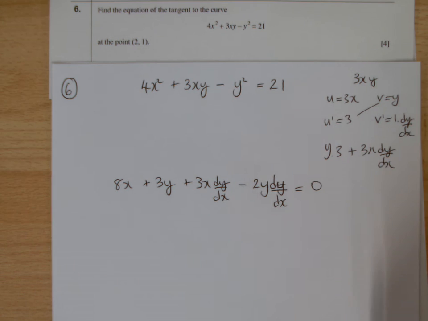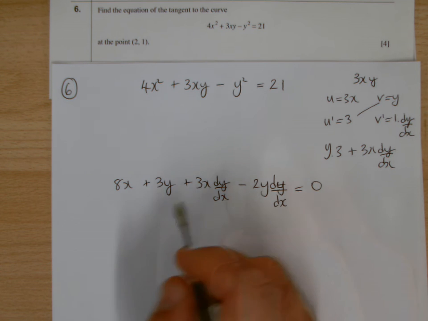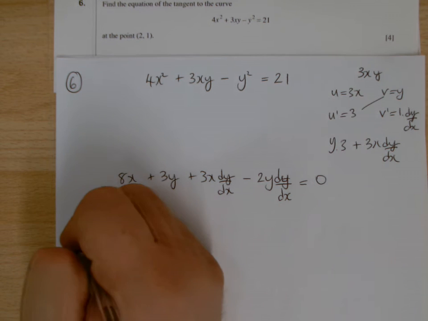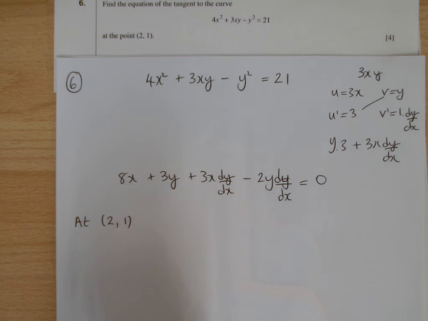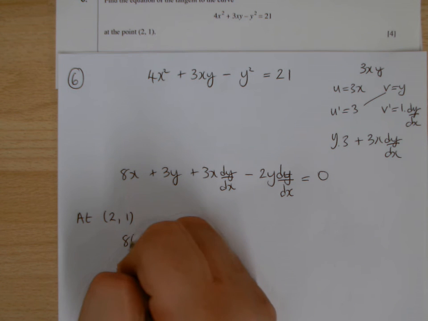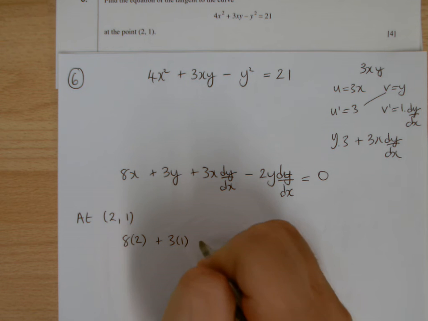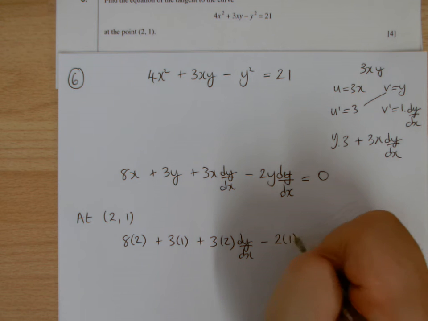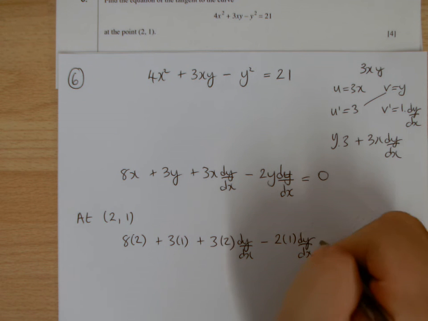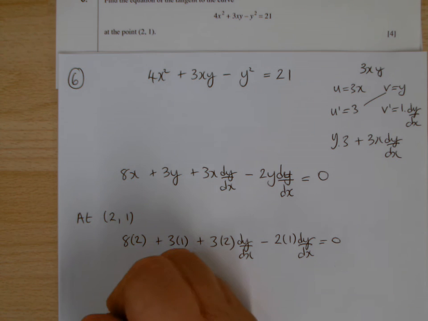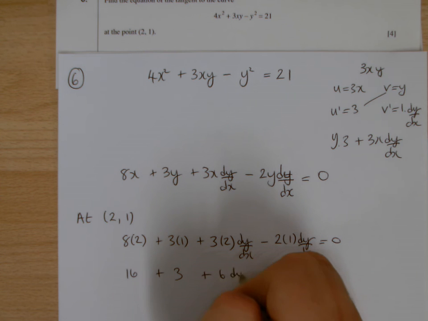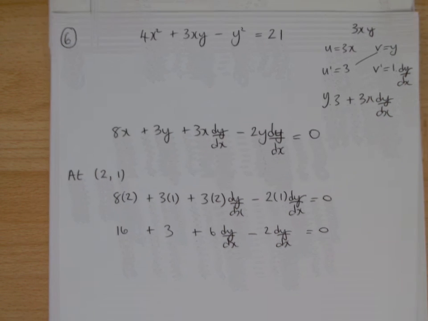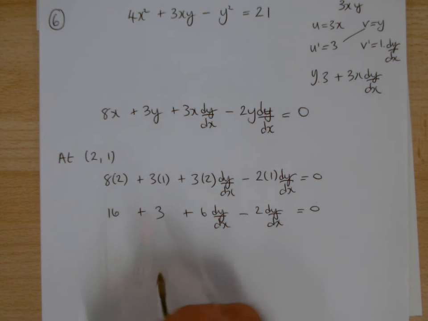21 then becomes 0. Okay, so now we want to find the value at the point 2, 1 for dy dx. So let's do that. At 2, 1, let's sub it in. So we've got 8 times 2 plus 3 times 1 plus 3 times 2 dy dx minus 2 times 1 dy dx equals 0. So this is 16, this is 3, this is 6 dy dx, and that is 2 dy dx equals 0. So we get 19 there, and this becomes 4.